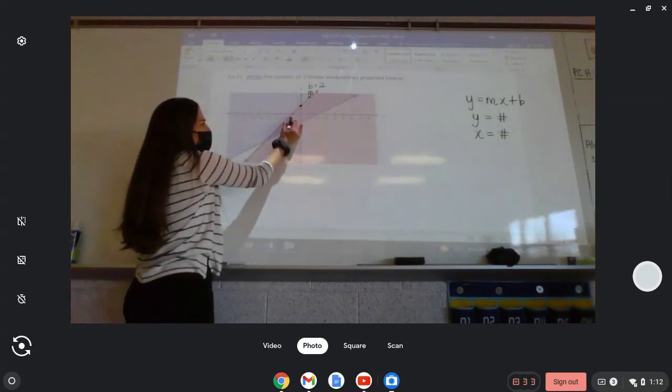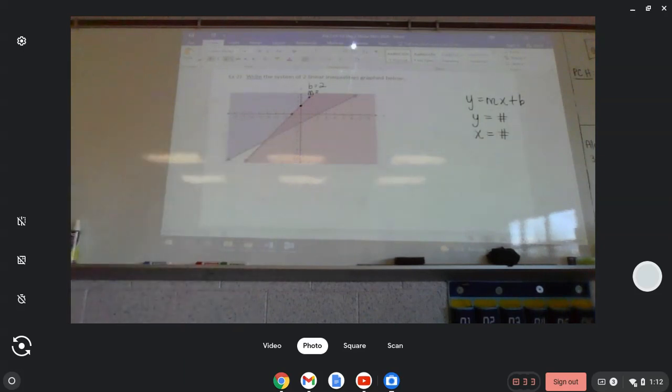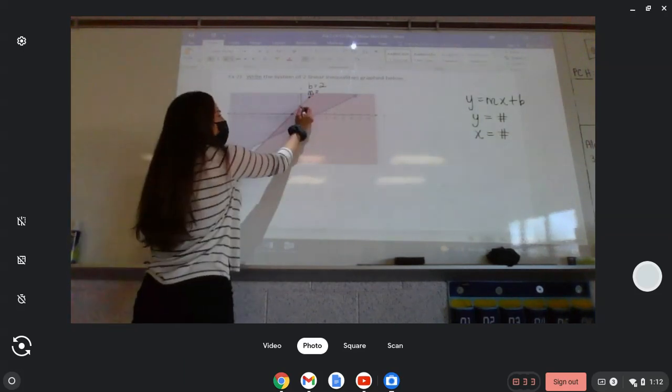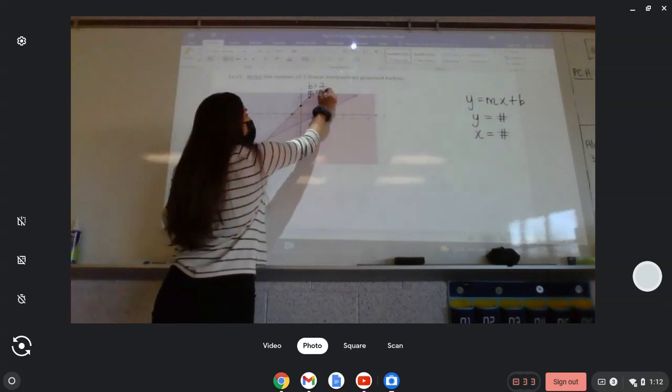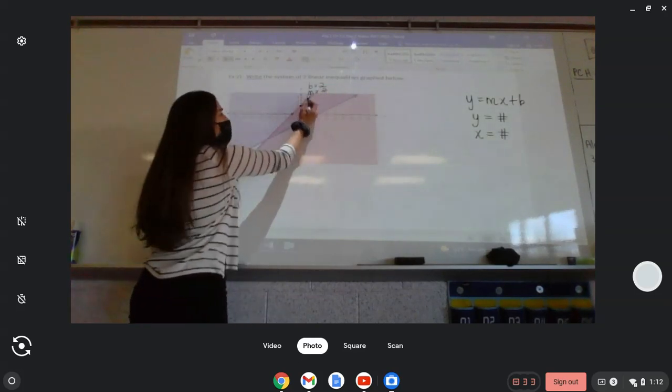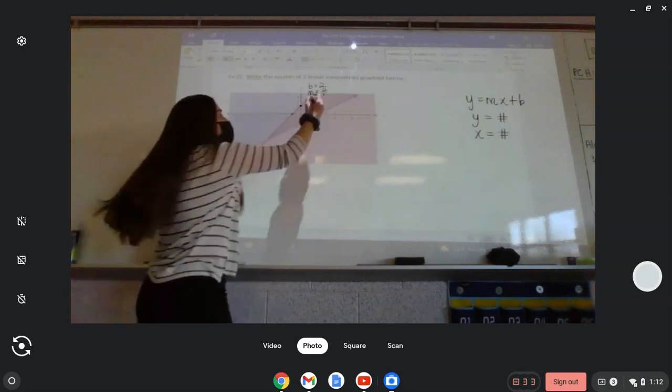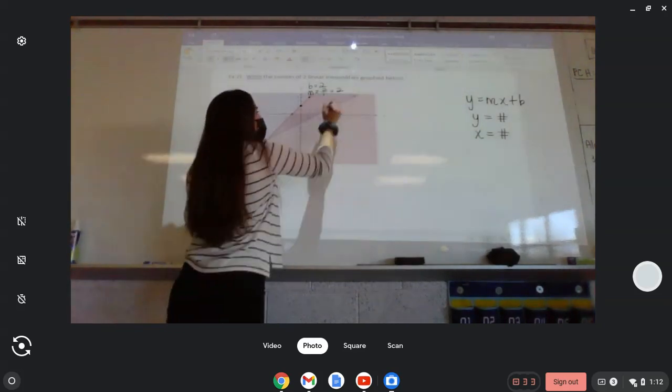Definitely not. Boom, right smack in the corner. So count from one dot to the next. If I go from here to here, what's my rise? Up 2 would be positive. And then how many to the right? 1 is positive. So that's 2 over 1. That's a 2. You don't have to put 2 over 1.